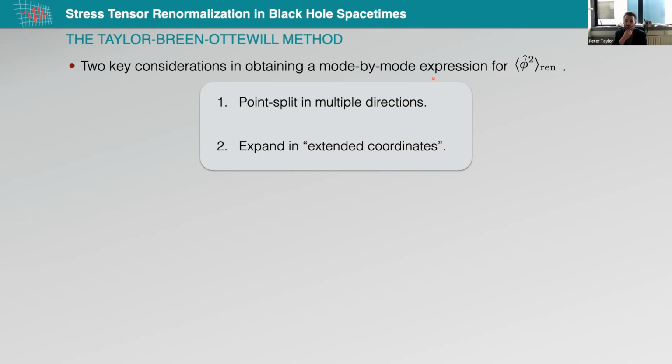The first is that it turns out it's better to point split in multiple directions. Even though it seems simpler initially to point split only in the time direction, because you can write down your Hadamard parametrix very simply in that case, that initial simplification hurts you when you want to express it as a mode sum. The second thing is don't expand in ordinary coordinates, or at least in the usual polar coordinates in which we write down the geometry. It's better to expand in what we call extended coordinates, which are expansion parameters adapted to the geometry of the spacetime.